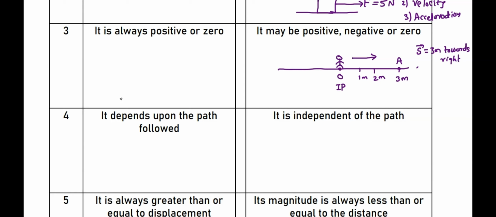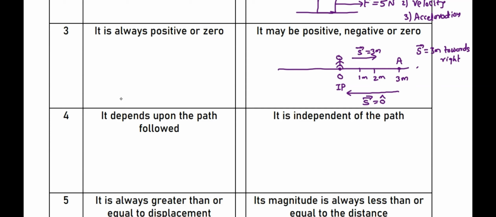Suppose the person is moving from O to A and again coming back to O. That means the initial position and final position are both the same. Here the displacement will become 0. The magnitude of the displacement becomes 0. Why? Because the initial position and final position are both the same.